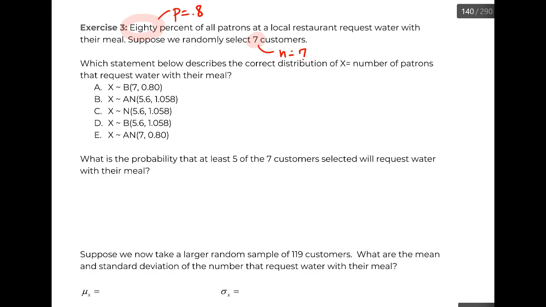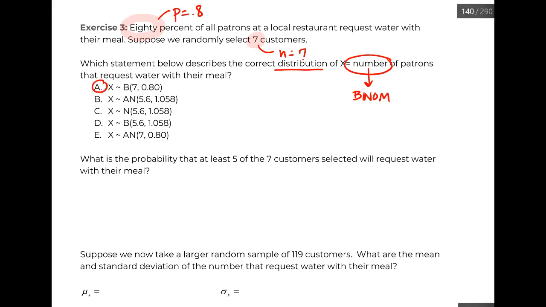And then we have a question that says, which of the following describes the distribution of X, the number that requests water? So again, N and P are a good heads up, but the word number gives us the pat on the back. We're dealing with a binomial. So binomial with the N and P, that gives us A.